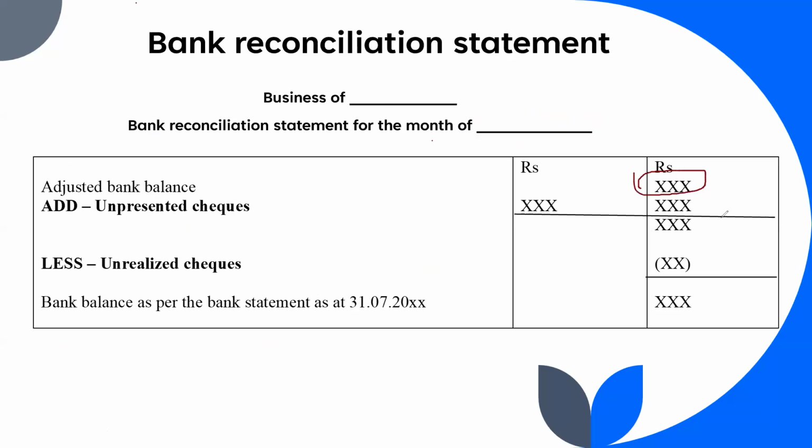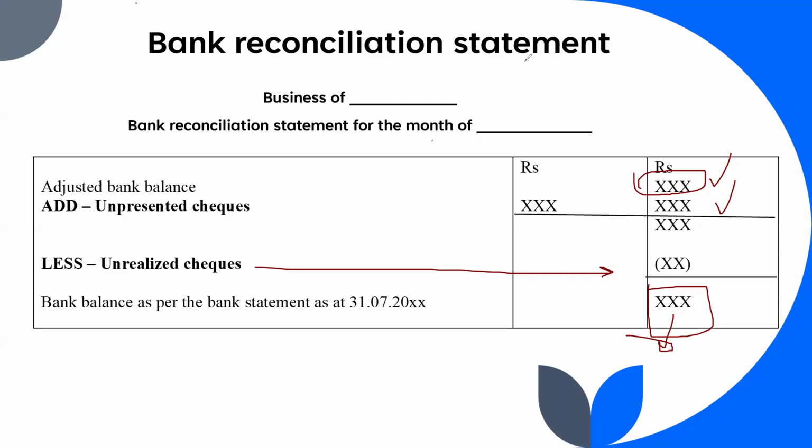And you add the unpresented checks. You get the total. You have to add the unpresented checks to the adjusted amount. And from the total, you deduct the unrealized checks. Then you get the final balance, the bank balance as per the bank statement. This balance should be equal to the final balance of your bank statement. So we, as a business, are trying to adjust our bank account according to the amount that is given in the bank statement.